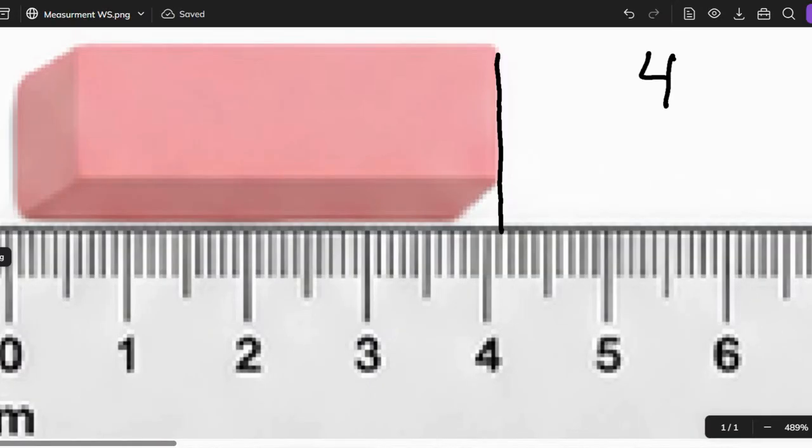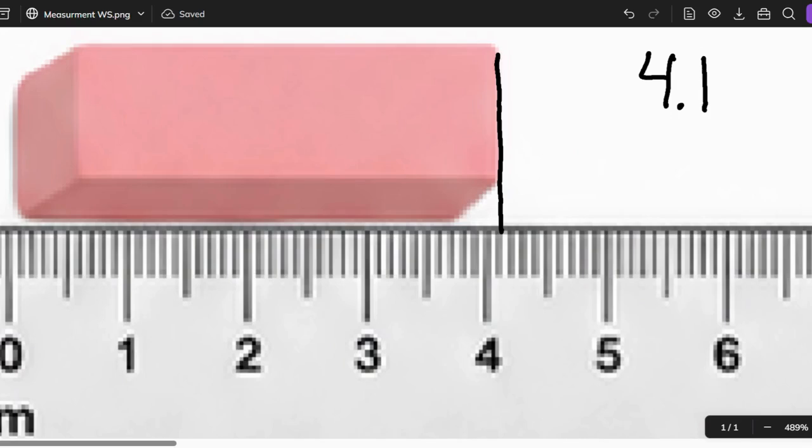Now, the second measurement is going to be in the tenths place. So I'm just going to put a little decimal there. Then the eraser goes, this is 4.1, 4.2, 3, 4, 5, 6, 7, 8, 9, 10, and that's 5. The eraser goes a little bit past the 4.1, and we can pretty clearly see it's between the 4.1 and the 4.2. It's just barely past the 4.1, but it definitely is past it. So our second certain digit is going to be 4.1.